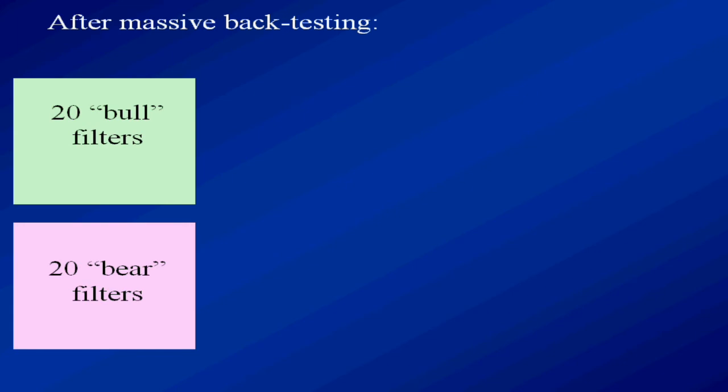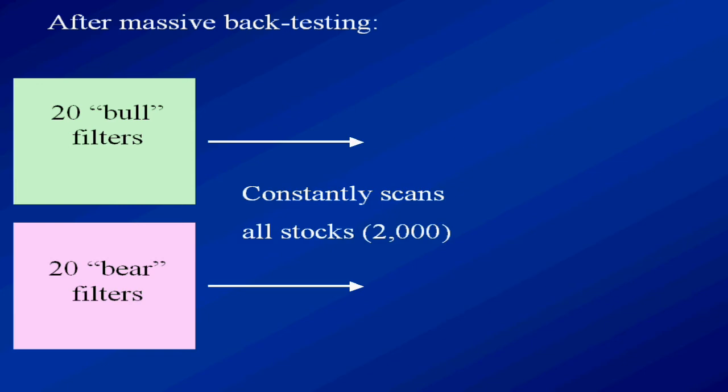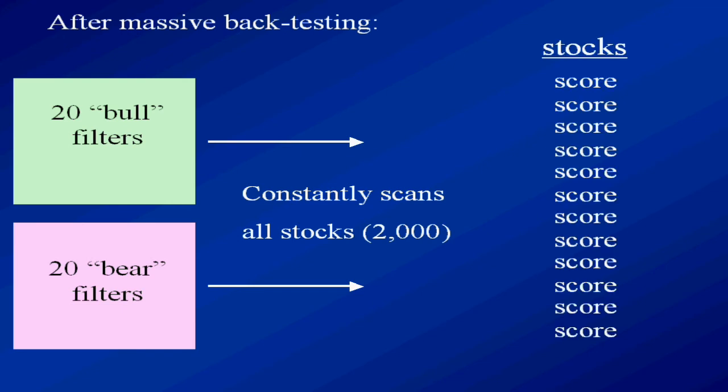Now by filter, we mean a mechanism to screen certain stocks out from the others. It looks for specific patterns, and that's really what a filter is. And of course, a bull filter means that the pattern indicates that the stock will advance, and a bear filter is an indicator that the stock will decline. Now, with these 20 filters of each side, the system is constantly scanning all the stocks in our system, which is about 2,000 stocks, and it computes a score. This is all done in real time.